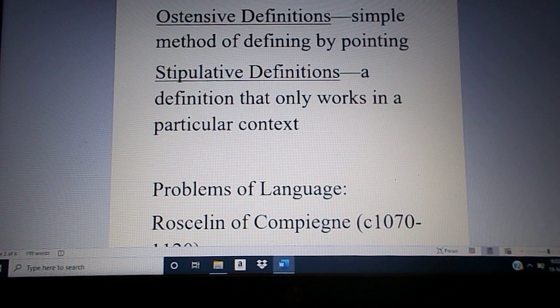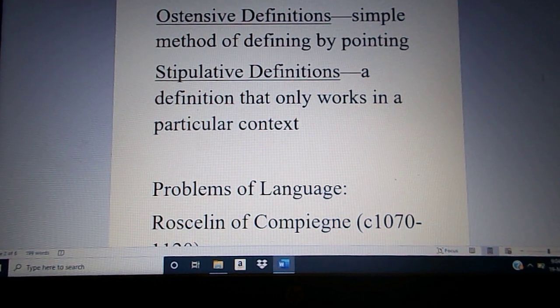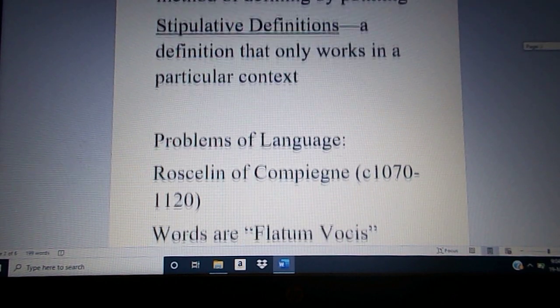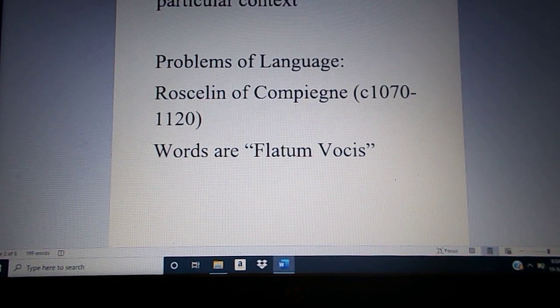Now, some of the stuff I'm going to give you here is not really from the book, but it's some really interesting stuff that I think helps us to understand what's going on in the world of language, what we might call part of the world of linguistics. I want to start off by talking about a guy called Roscelin of Campania, who lived from 1070 to 1120. I spent a lot of time in the medieval world, so to speak, and so this is one of the areas I get a little excited about.